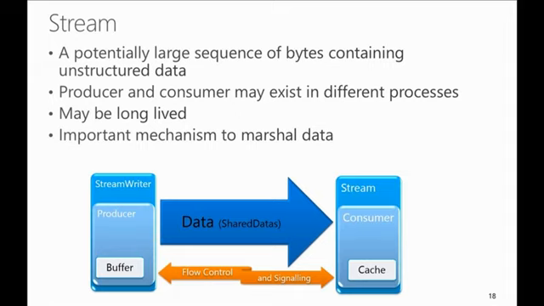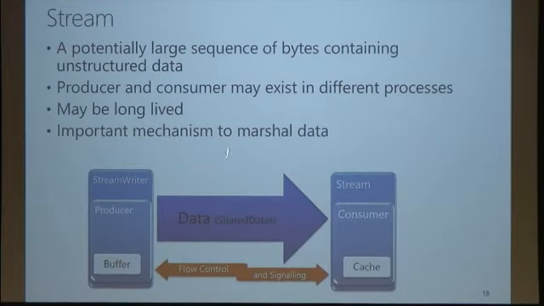One more concept, stream. A stream is a potentially large sequence of bytes containing unstructured data. So think of shared data, right? A stream is very similar to shared data in the sense that there's no pointer, there's no typed objects, it's just a stream of bytes. For a stream, there is a producer, and then there's a consumer. They can live in the same process, or there could be a process boundary. The producer and the consumer can live in different processes.